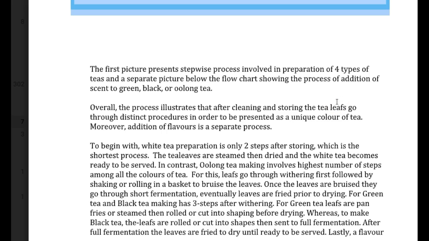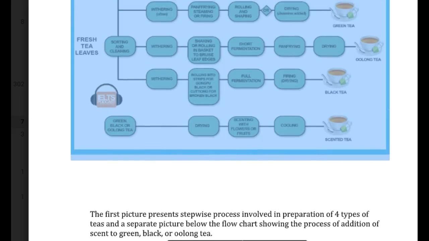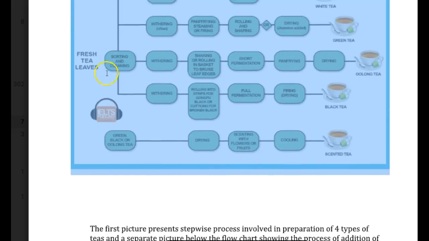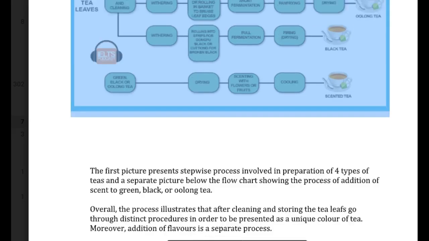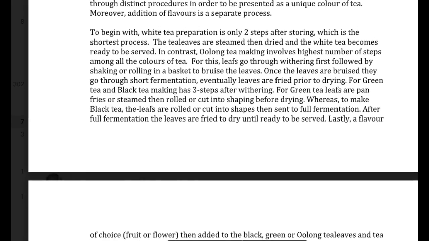Let's move on. To begin with, white tea preparation is only 2 steps after storing. Let's just double check. No, it doesn't say storing. It says sorting and cleaning. Be careful. You don't want to have inaccurate information here. So, to begin with, white tea preparation is only 2 steps after sorting, making it the shortest process. You want to be careful because this, which is the shortest process, sounds like storing is the shortest process. That's not what you mean. You mean that the preparation of white tea is the shortest. So you want to say here, making it the shortest process.